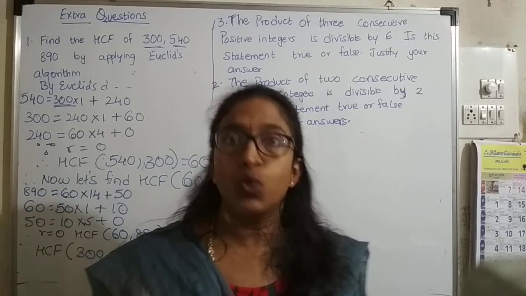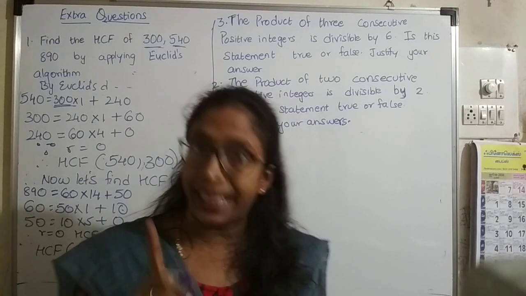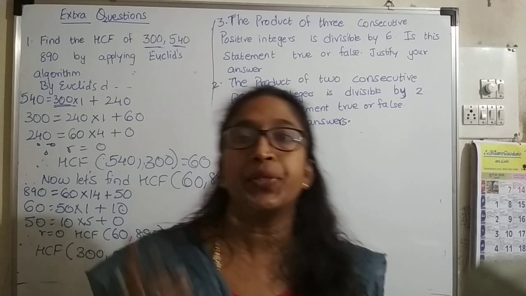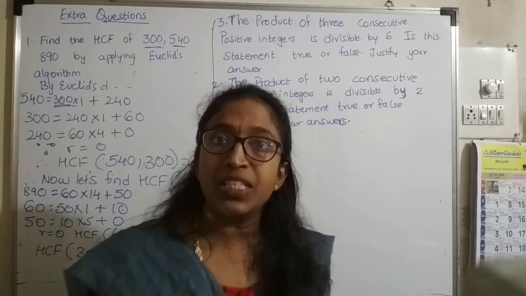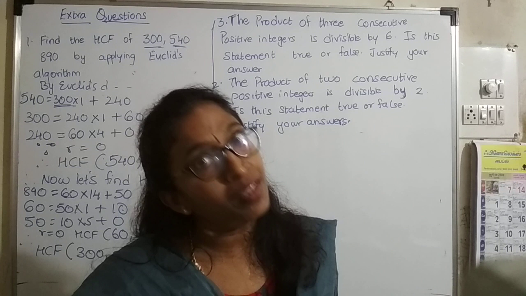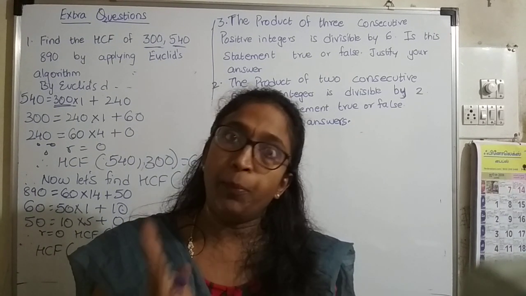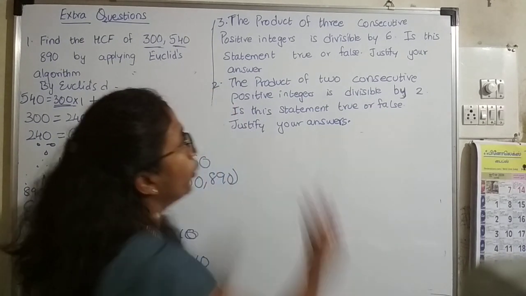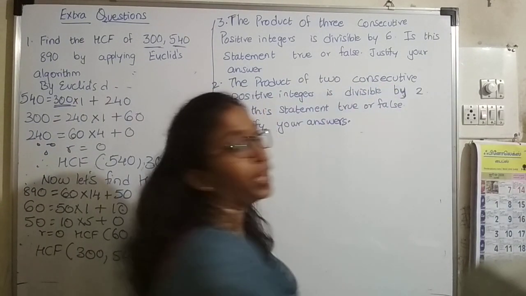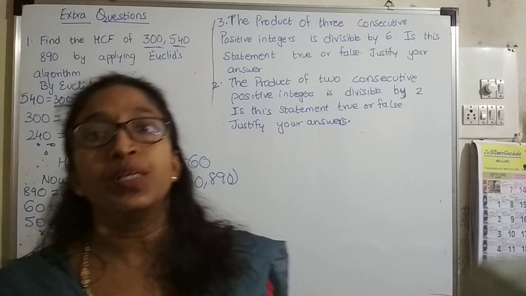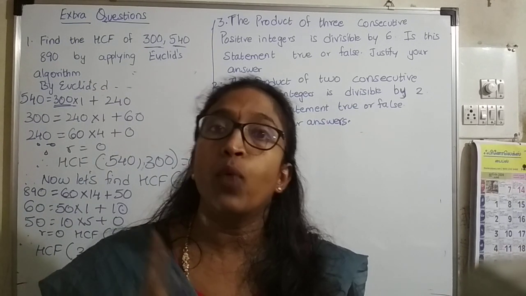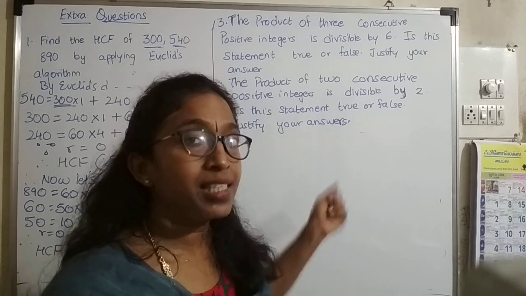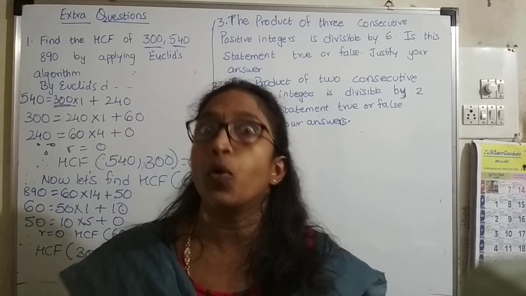Again I repeat. You just have to say whether it is true. Yes, it is true. Why? Because if you take any two consecutive integers, one will be divisible by 2. Why? Because one will be even and the other will be odd, and the product of even and odd will always be even. Therefore, the product of two consecutive integers is divisible by 2. Hope you have understood. This is fair enough. For 1 mark and 2 marks, you can write this and score marks. Correct? When this comes for 3 marks and 4 marks, you know how to solve it.